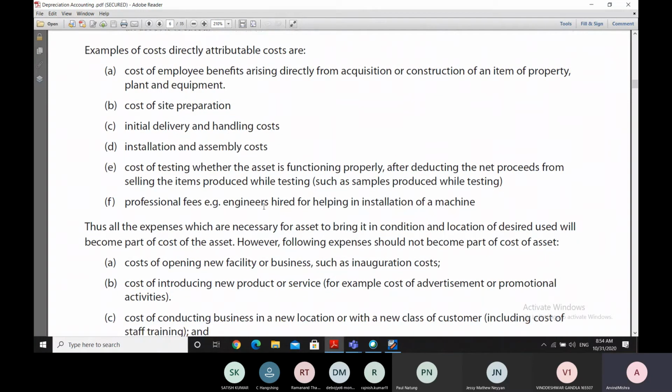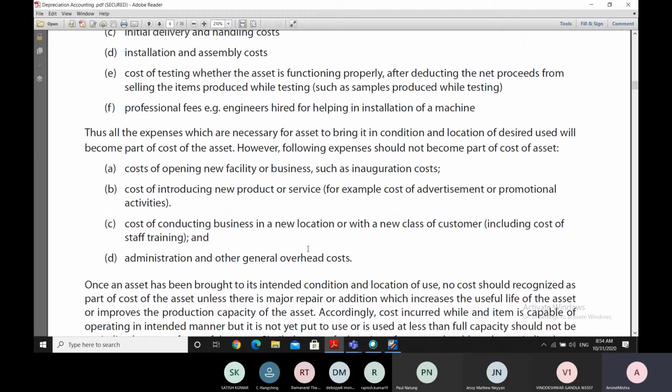Now all the expenses which are necessary for the asset to bring it in the condition and the location of desired use will become part of the cost of the asset. However, there are some expenses which should not become part of the cost of the asset. So we must be careful about what is not part of the cost of the asset. So let us see what are those expenses which are not part of the cost of the asset.